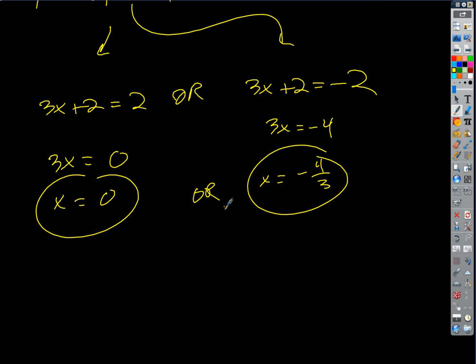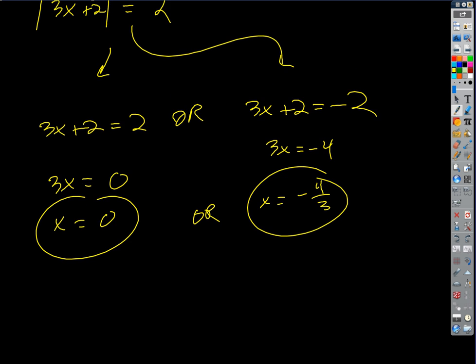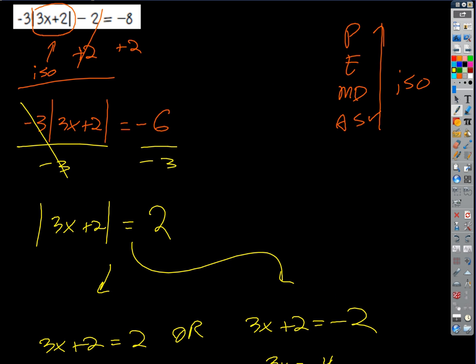How could I check? Plug them in. Okay. Go back to the original equation. If I plug in 0, what would I get? So I would end up getting 3 times 0 is what? 0 plus 2. What's the absolute value of 2? 2. -3 times 2 is? -6, minus 2, is -8. How about that? And then the other answer was, what was it again? -4/3?